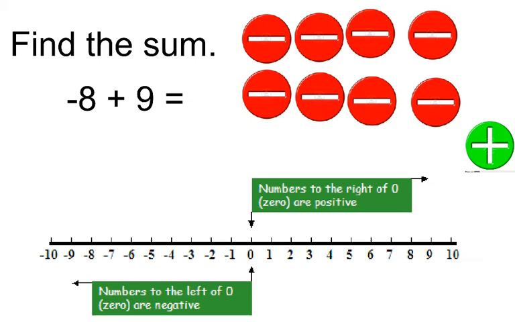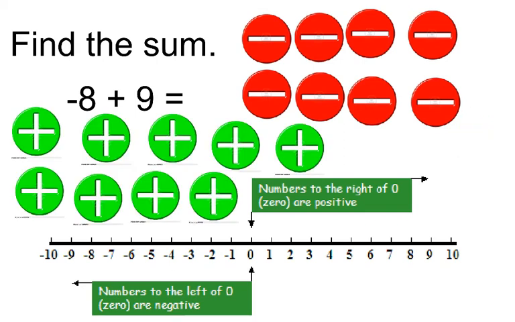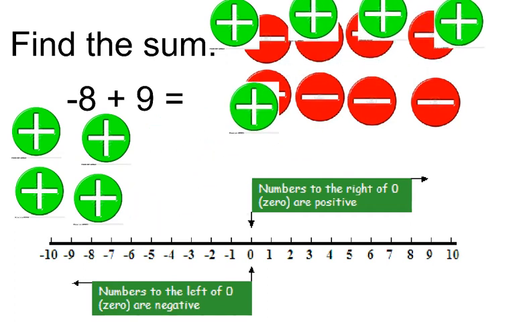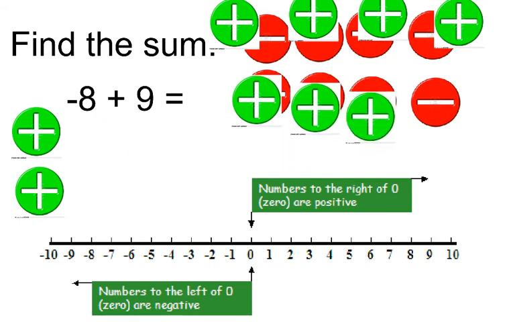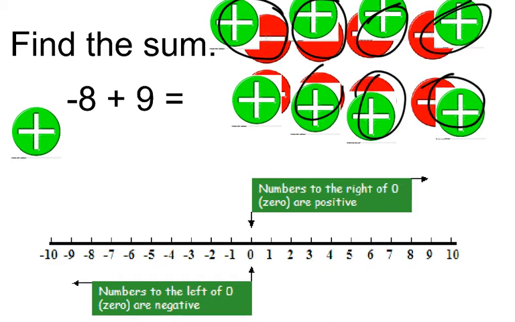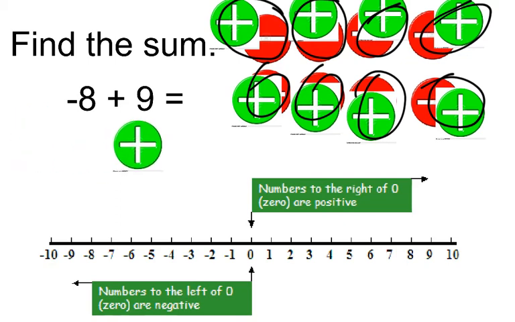So we have 8 negatives, and I need to add 9 positives to those. So now I have them together. And so now I can pair up all my neutrals. So when I add them together, I can see that all of my neutrals have come together. So these are all zeros. So I can actually discard them, but I'm just going to circle them. And what I'm left with is 1 positive. So that's our visual aid using the algebra tiles, or the positive and negative tiles.